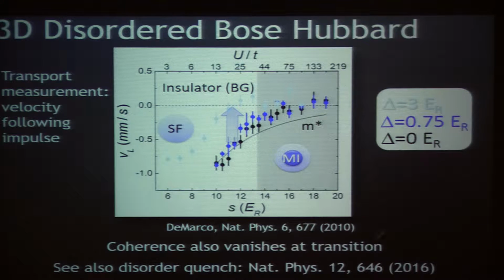There's also a recent paper we have published in Nature Physics on a disorder quench. Through a quench measurement, where we quench the disorder dynamically in time, we're able to see this same kind of transition from a superfluid to a Bose glass.